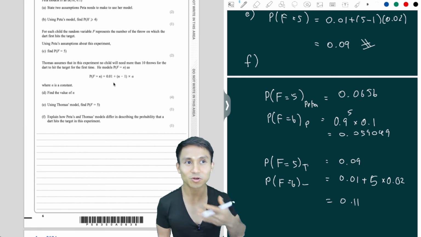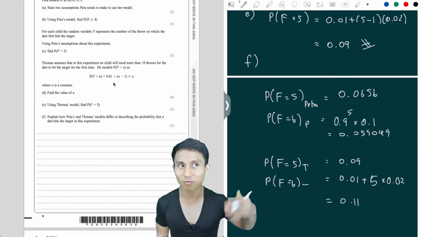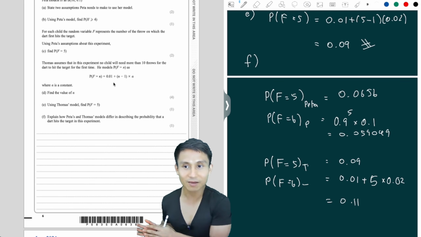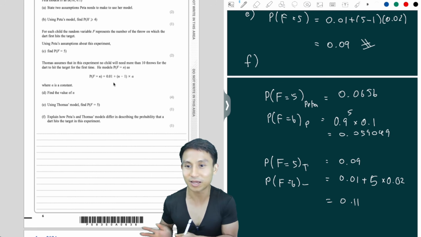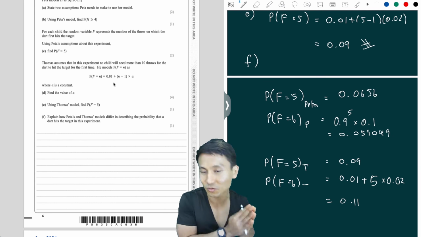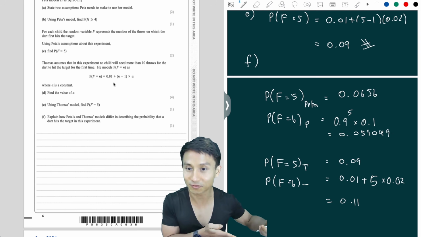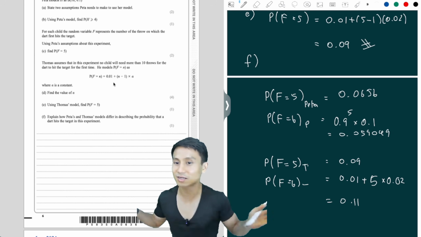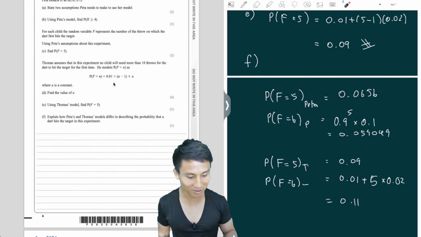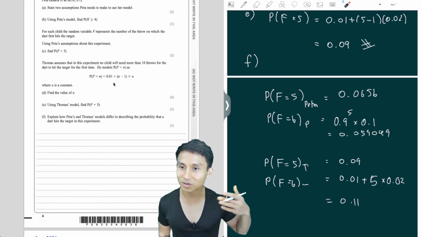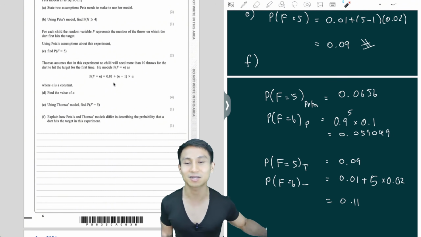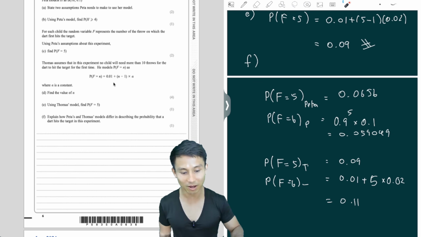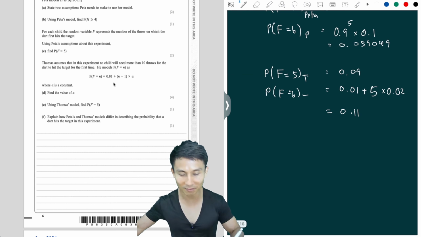It's like the opposite behavior. For Thomas's model, as you throw more, the probability of getting the next one is higher. Let's say you have done 5 throws and none of them hit the target. Then on the 6th throw, you will have a better chance of hitting the target. That's for Thomas's model. But for Peters' here, maybe not. You will do worse. You get a smaller probability of hitting the target, right? So that's the difference here, and we will have to comment on that for part F.